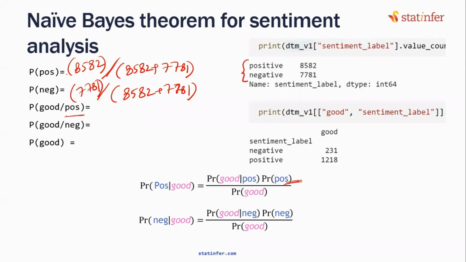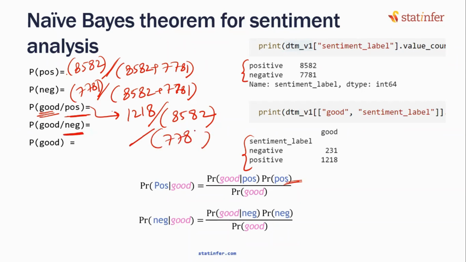Probability of good given positive. I already gave positive. Then in that case, what will be the denominator? 8582. How many times has good appeared in positive? What is the numerator here? 1218. Given negative, the denominator will be 7781. What will be the numerator? 231.